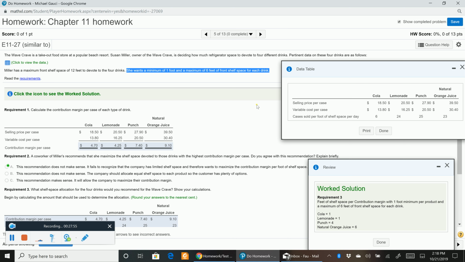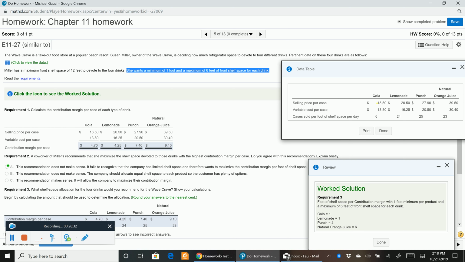But at a minimum, she wants 1 foot for a drink, and at a maximum, she wants 6 feet for a drink. So we need to choose between 1 and 6, or somewhere in between. So we need to decide how much shelf space in the refrigerator we should give. Well, we have 4 drinks. And you can see over here the author is telling us we have cola, we have lemonade, we have punch, and we have natural orange juice.